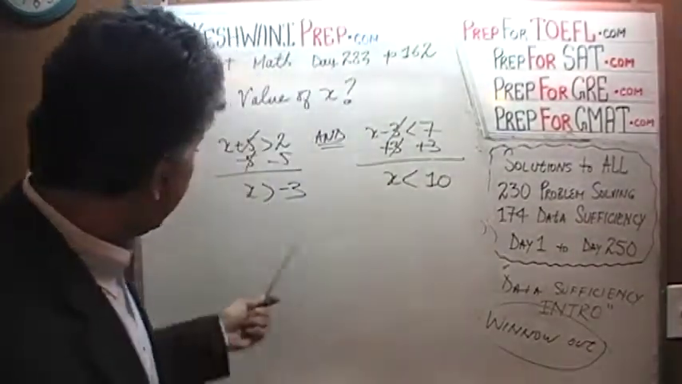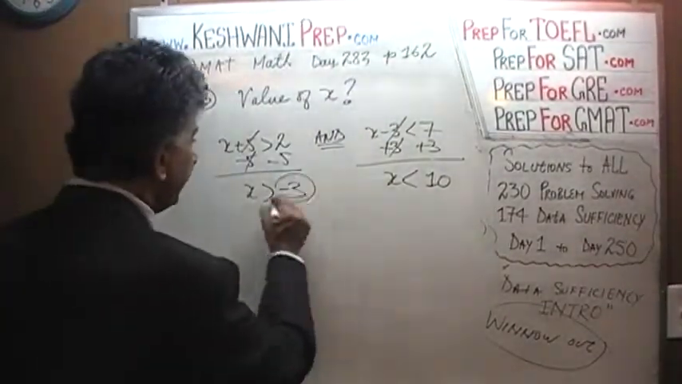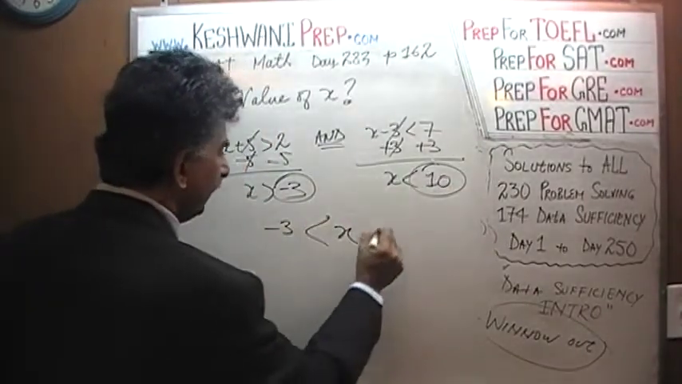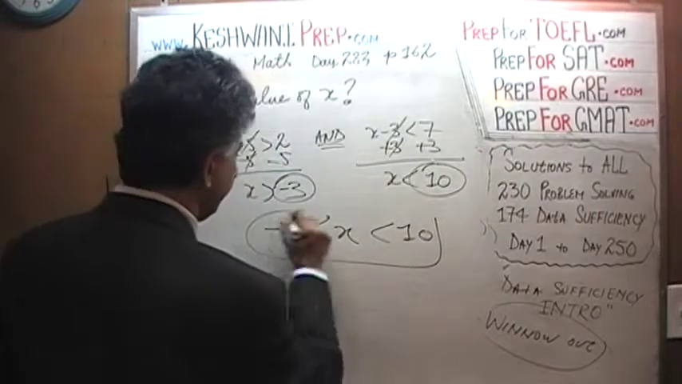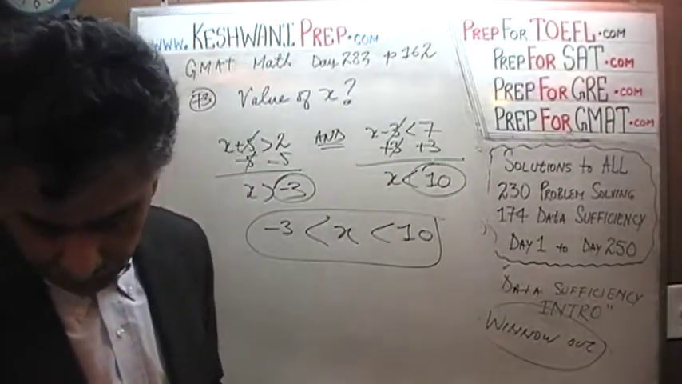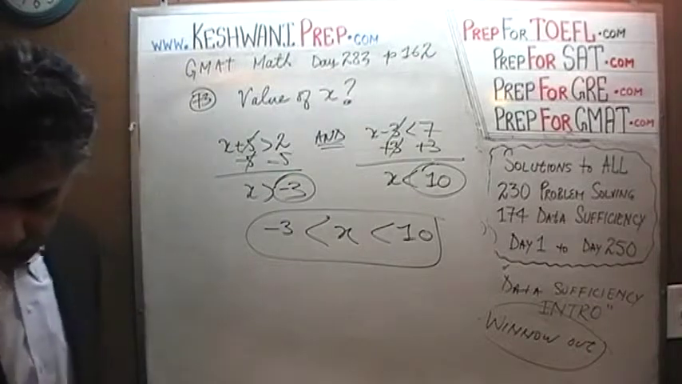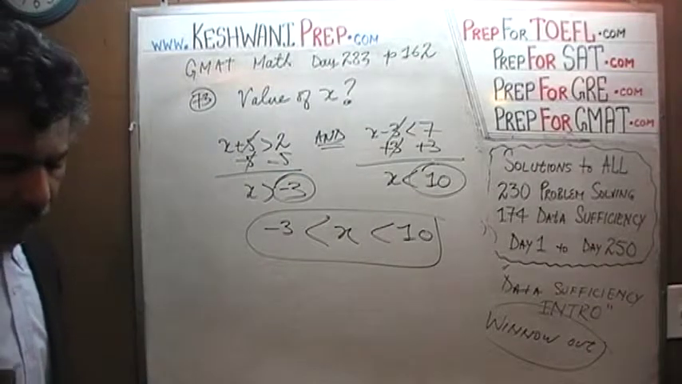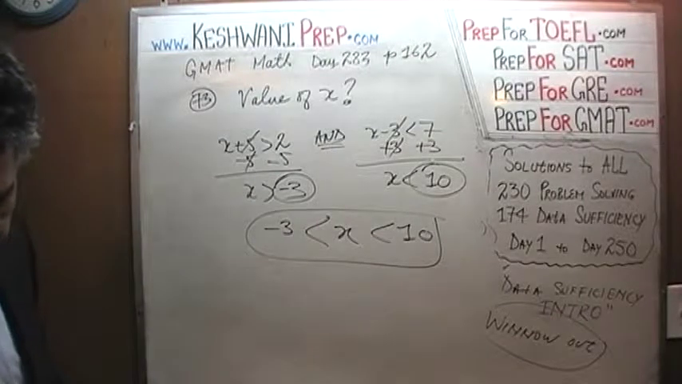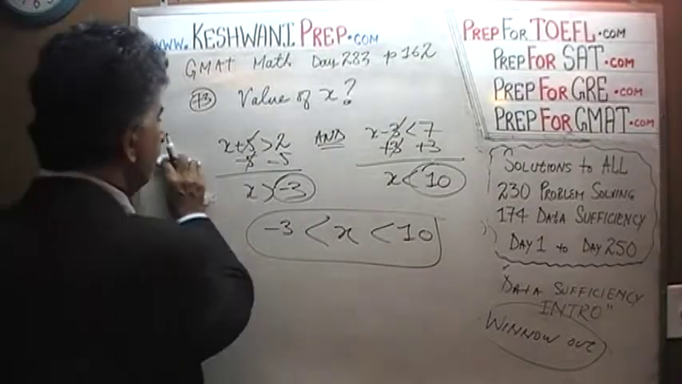Let's continue. So that's it, we're done. X has to be between negative 3 and 10. Here is our x. This has to be more than negative 3 and less than 10. X has to be between negative 3 and 10. Let's do the next one. Number 74.